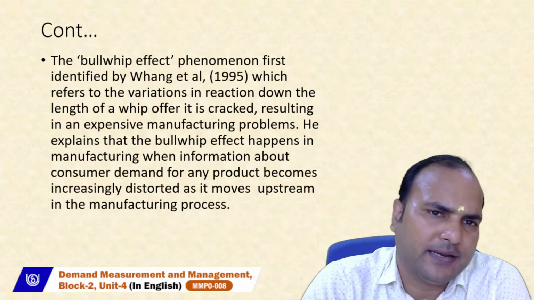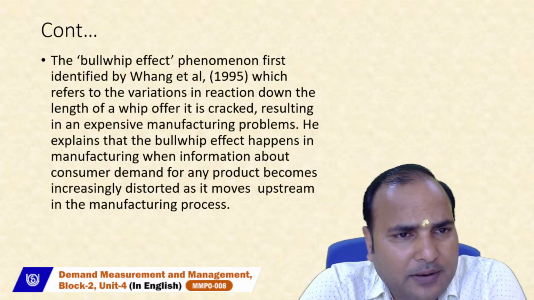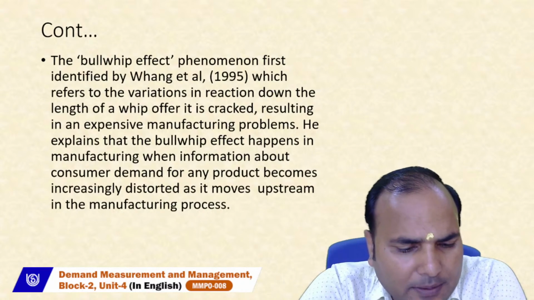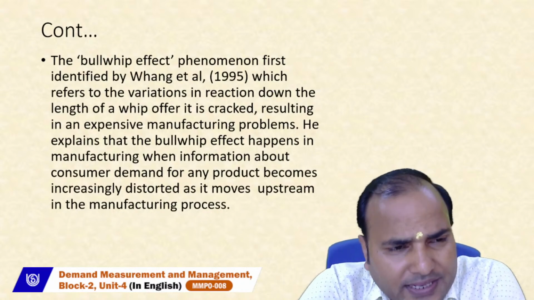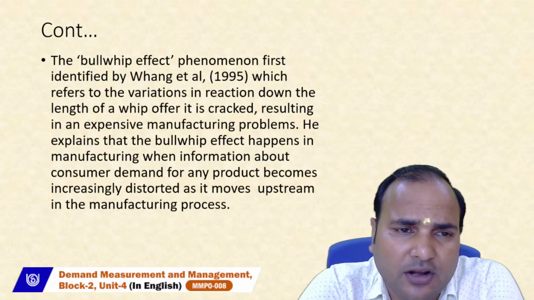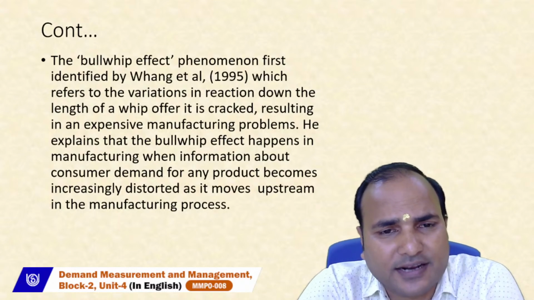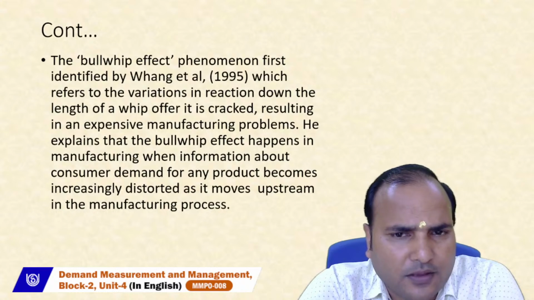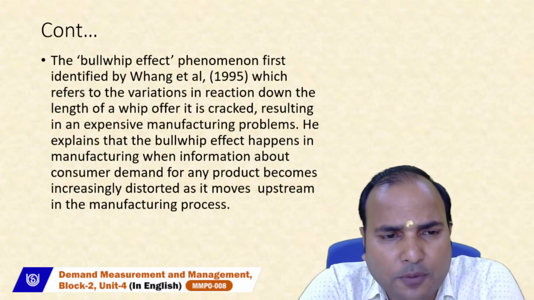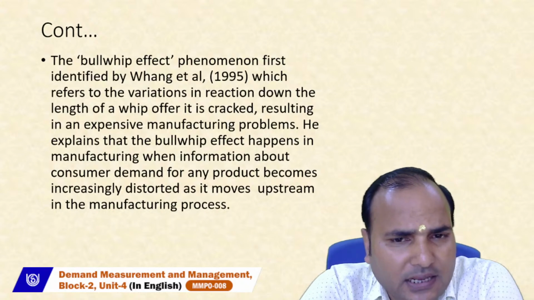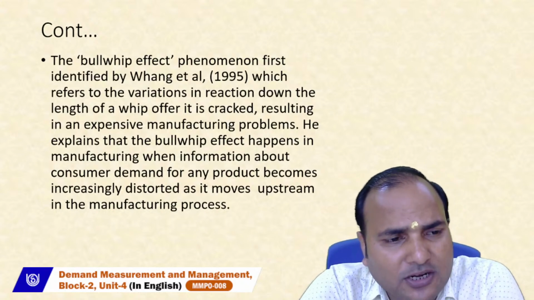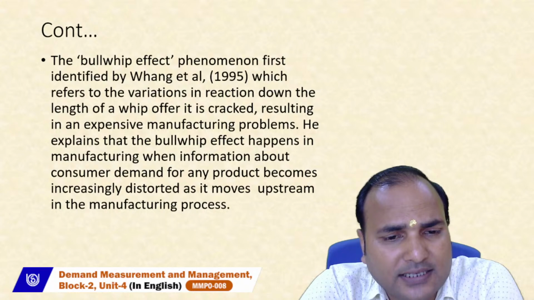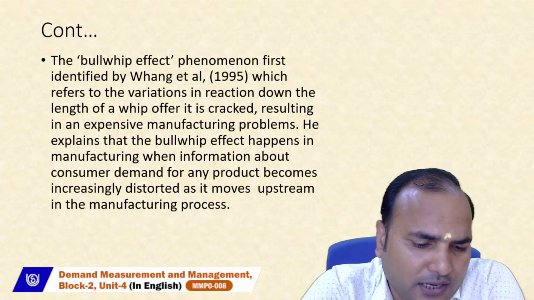This bullwhip effect phenomenon was first identified by Lee et al. in 1995, which refers to the variation in reaction down the length of a whip after it is cracked, resulting in expensive manufacturing problems. Here he explains that the bullwhip effect happens in manufacturing when information about consumer demand for any product becomes increasingly distorted as it moves upstream in the manufacturing process.